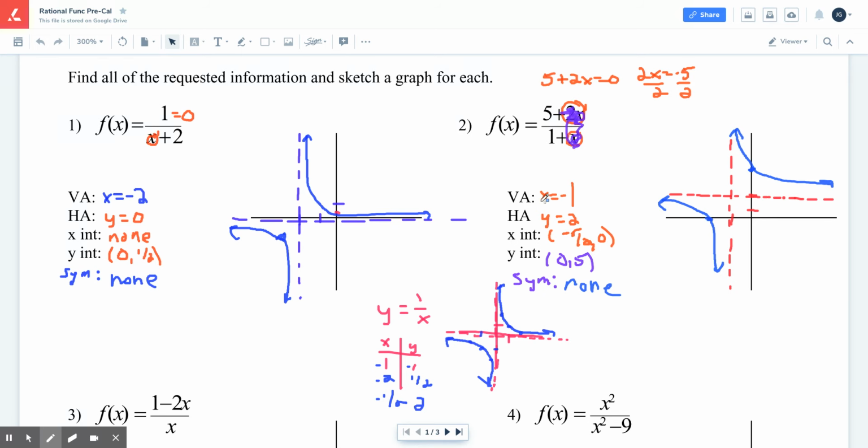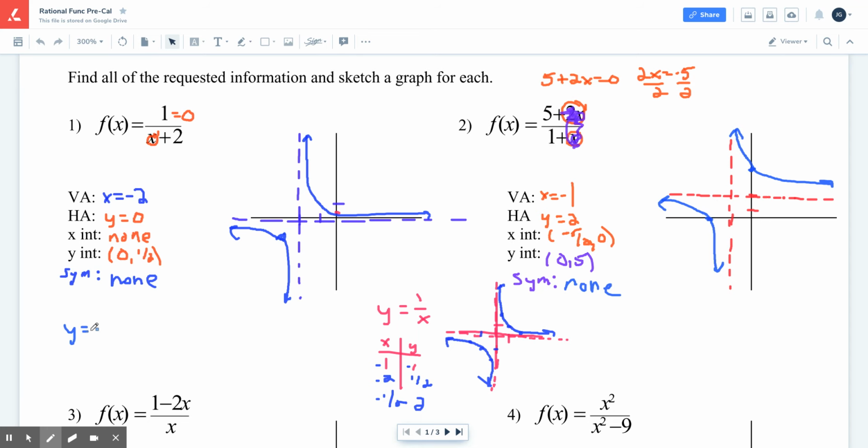So for each of these problems, we went through, found the vertical asymptote, horizontal asymptote, x-intercept, y-intercept. We then graph it, and there's going to be curves in different places there. Now, like I said before, it's not always going to be the same.